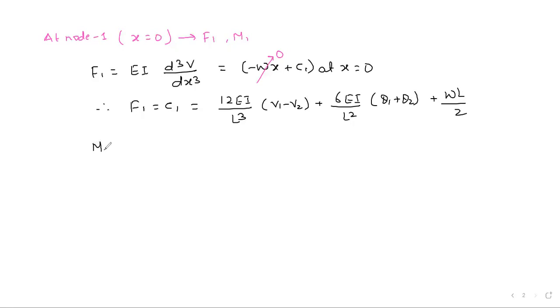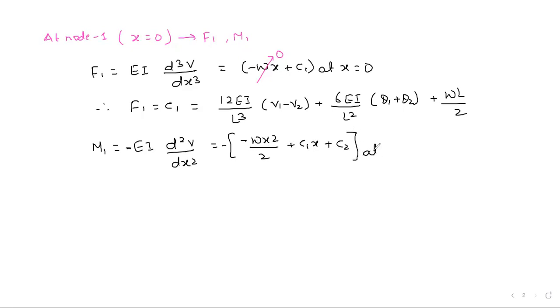So let us write the M1 value. M1 will be equal to EI d square V upon dx square. Bending moment is equal to EI d square V upon dx square, which will be equal to minus of Wx square upon 2 plus C1x plus C2. This is actually minus, right? Opposite direction, minus. And at x is equal to 0.